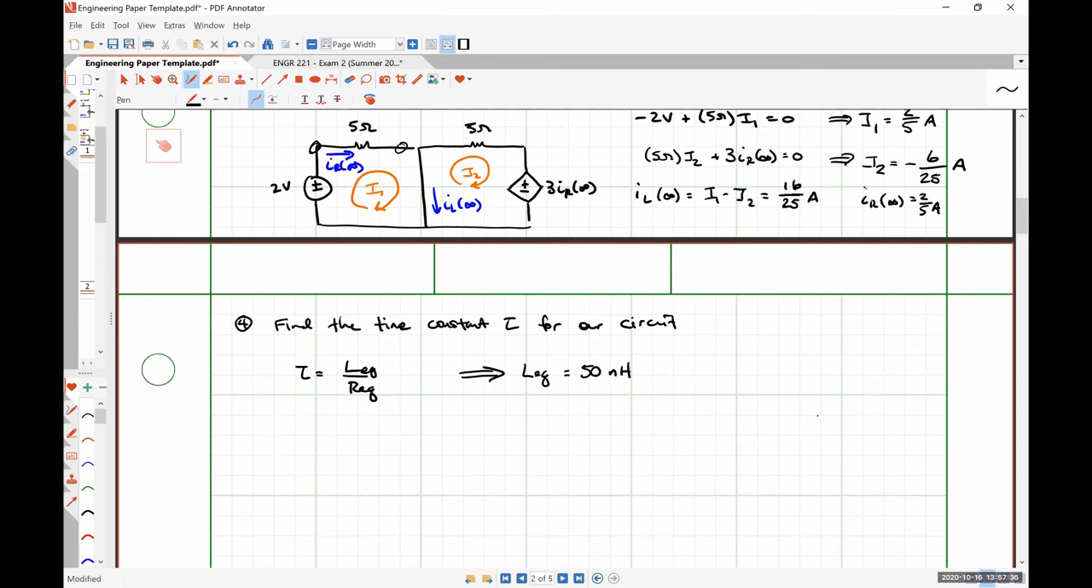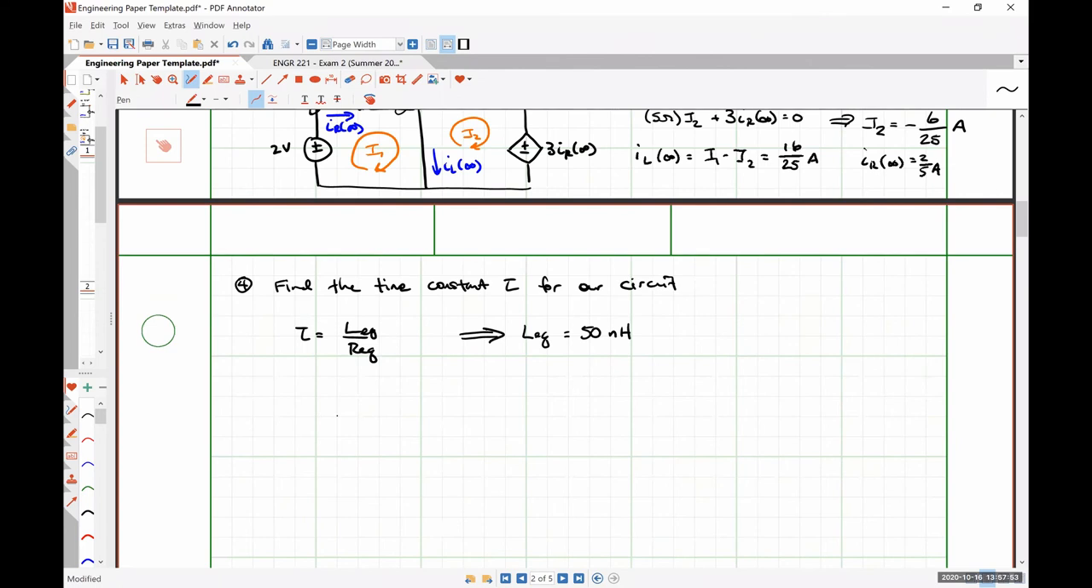And so we are going to find REQ during the transient condition from the perspective of the inductor. So that means we take the inductor out and then we look into the dead network and figure out what the equivalent resistance is. So during the transient condition, I have my 2-volt source. I have my 5-ohm resistor. Here are the terminals where my inductor was, and then here. Let's just call them IR. There's IR.